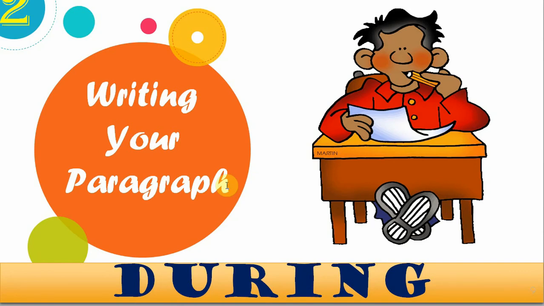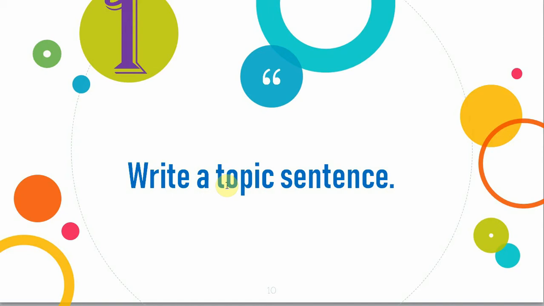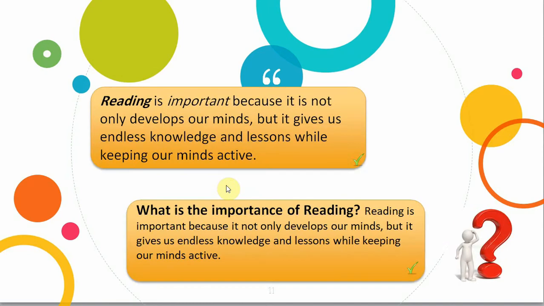And the second step is during. What should I do when I finish planning my paragraph? The second step is writing your paragraph. Here we have to write the topic sentence. First, mention the main idea, and we have 2 options to mention our ideas. Here we begin with a sentence: Reading is important because it not only develops our minds and so on. So here is the main idea that the paragraph is going to talk about.